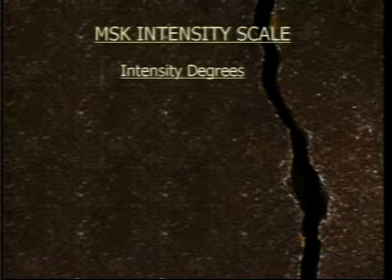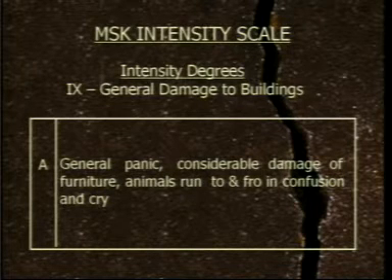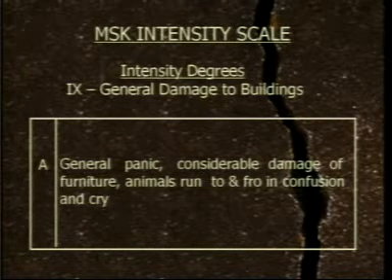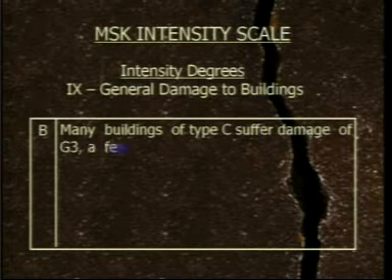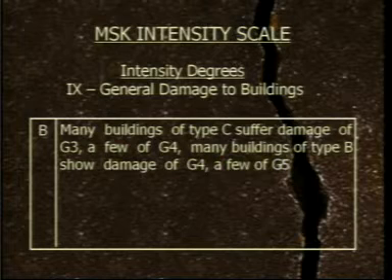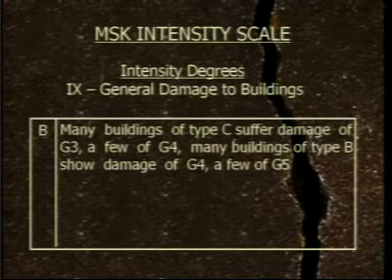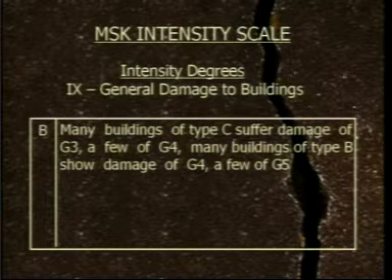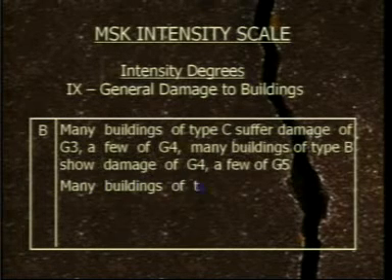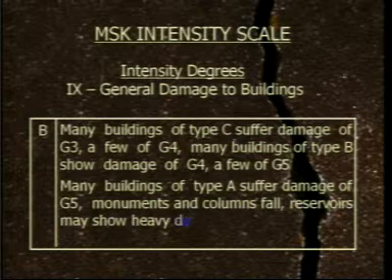Then we move to intensity 9. Intensity 9 means general damage to buildings. The A part consists of general panic, considerable damage of furniture, animals run to and fro in confusion and cry. The B part consists of many buildings of type C suffer damage of grade 3, a few of grade 4. Many buildings of type B show damage of grade 4, a few of grade 5. Many buildings of type A suffer damage of grade 5.